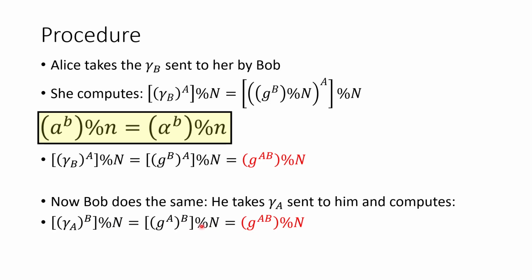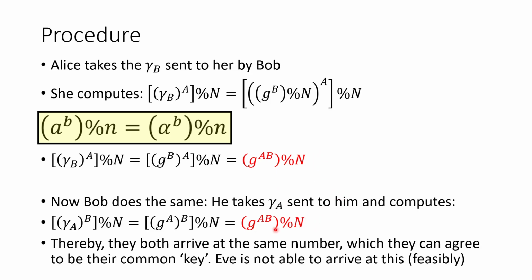Now we multiply the exponents because we're raising it to the power of that, and so we get the same exact answer, g to the ab mod n. These two are in red because these are what the key should be. So they both arrive at the same number, which they can agree to be their common key. And the critical point here is that Eve is not able to arrive at this feasibly.